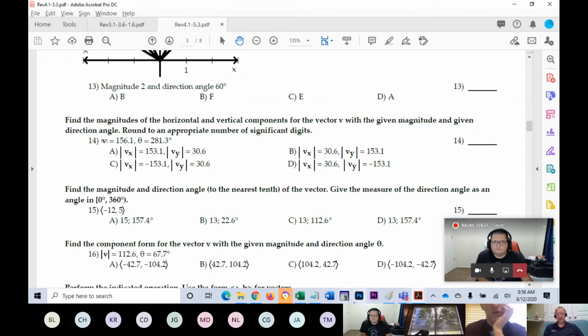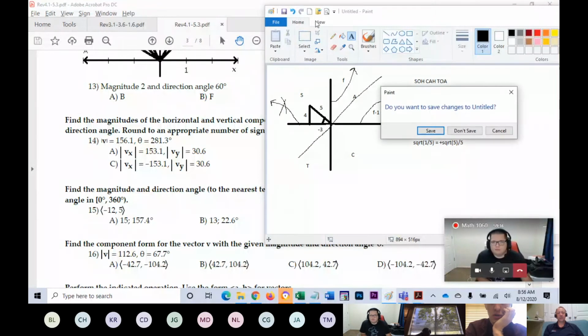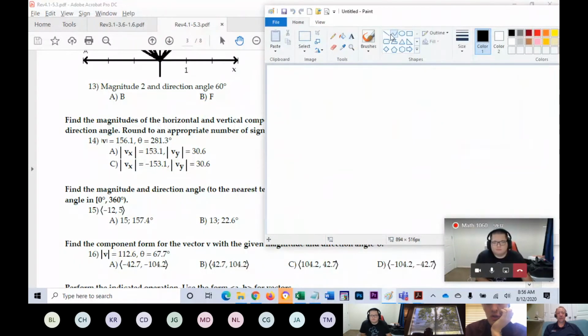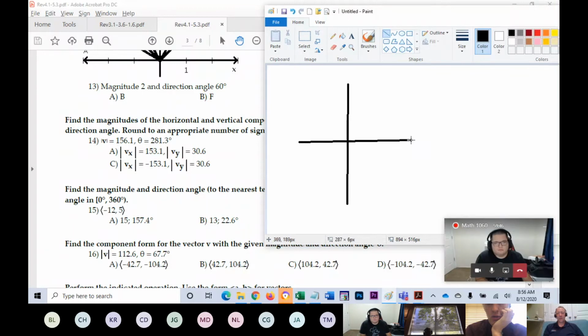So, should we draw a picture? Yes. Time for a new picture. Hard to draw that straight. Okay, so 156.1. So my theta is 281 degrees. Which quadrant am I in with my angle? Fourth quadrant. That's right. So I'm here, 281, and it probably looks something like this, right? Yeah.